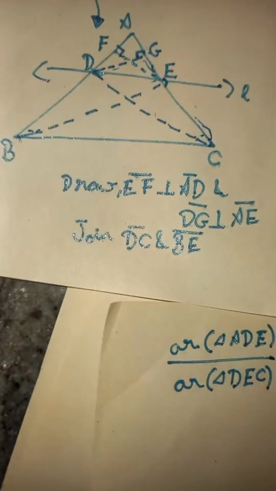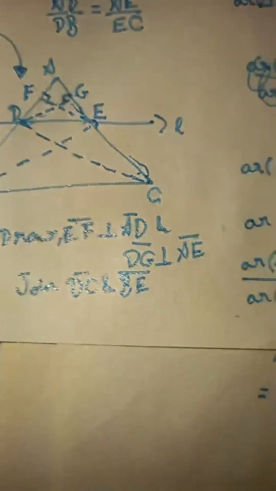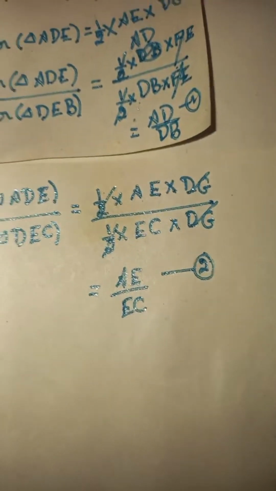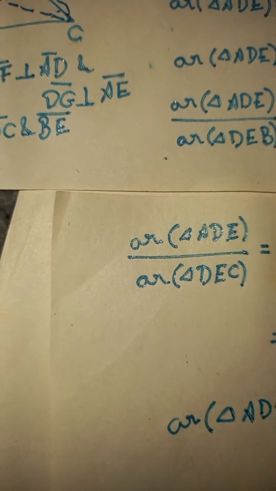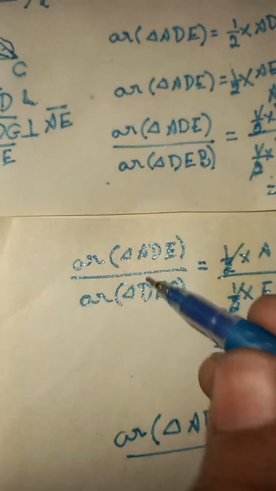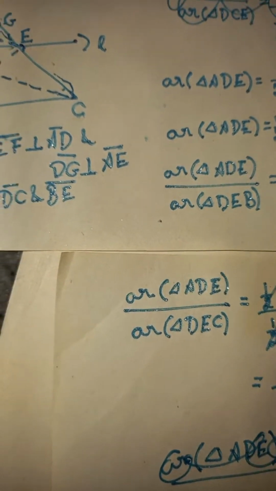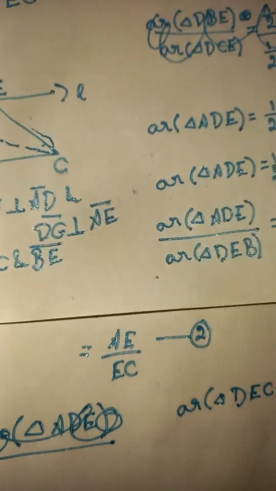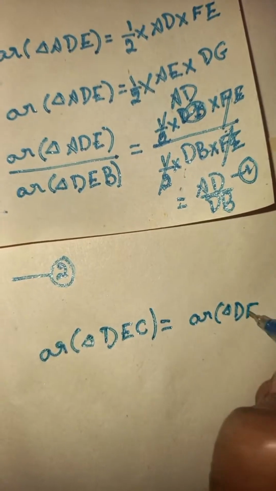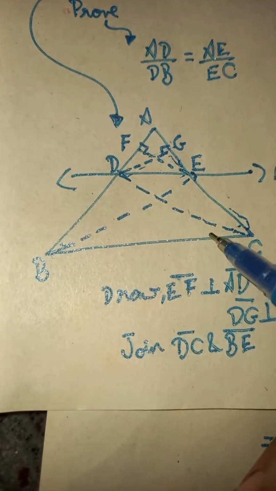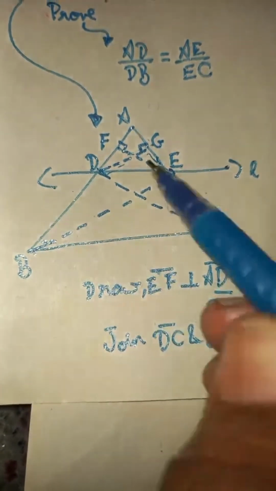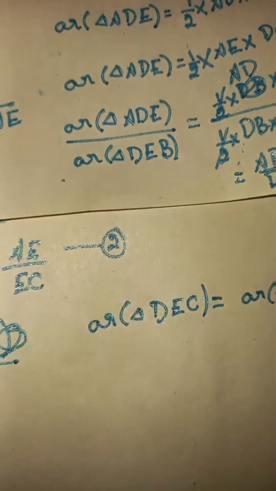Now you need to find out what these are. This is AD by DB equal to AE by EC. So if you divide these two equations, the area of triangle ADE by the area of triangle DEB, you can see the area of triangle DEC will be equal to the area of triangle DEB, because they are between the same parallel lines and have the same base length. DE is the common base between the parallel lines DE and BC, so those two triangles are equal.